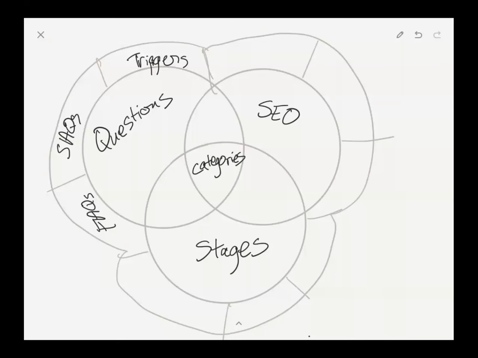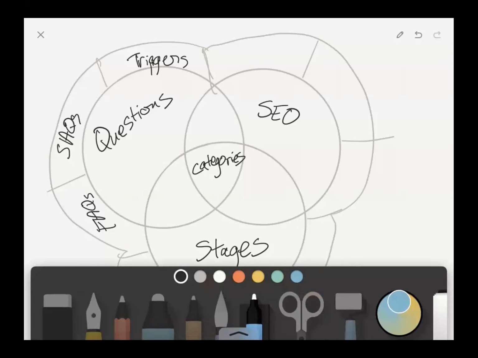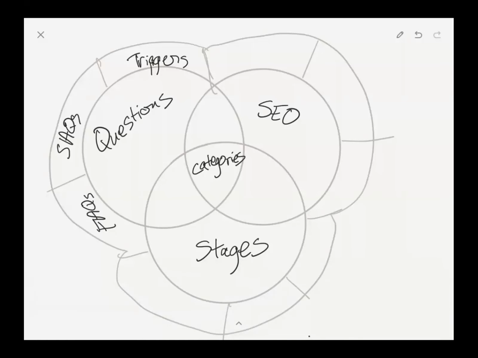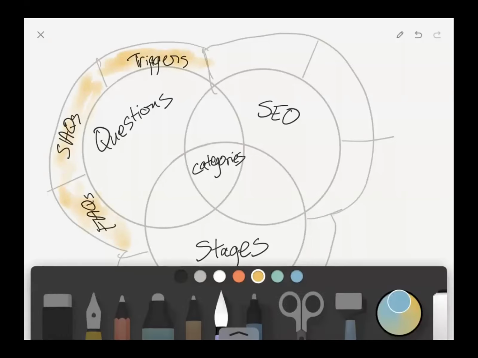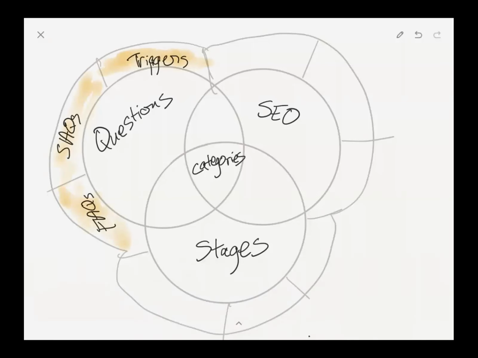So those are SAQs, and then triggers are those things like fears, concerns. They are the things that are getting them to act, that move them into the next stage, all right? So we'll just color those. Those are FAQs, SAQs, and triggers, okay? Awesome. All right, so now let's talk about SEO.